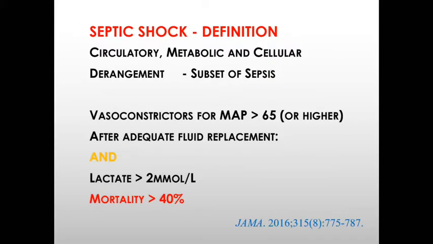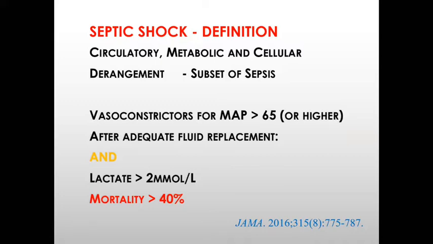So septic shock is a subset of sepsis. It's a particularly lethal subset of sepsis, and that's defined now as a circulatory, metabolic, and cellular derangement. And the definition is the need for vasoconstrictors to maintain a mean blood pressure of more than 65 millimeters of mercury after the patient has been adequately resuscitated.